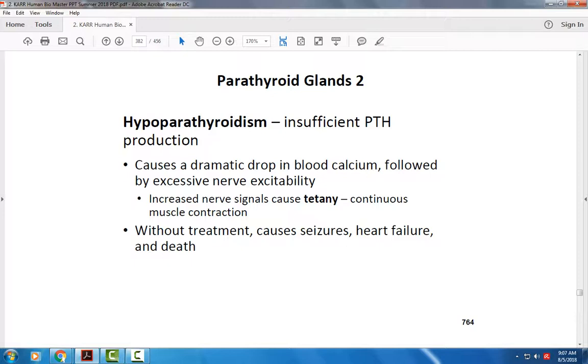If a person doesn't get their tetanus shot, if they get the bacteria that causes tetanus in their body and it's not treated, it can cause full contraction of the body and eventually lead to death. So it's a very serious condition. Calcium is very important in our body, so we need that parathyroid hormone to break down bone and release calcium when necessary.